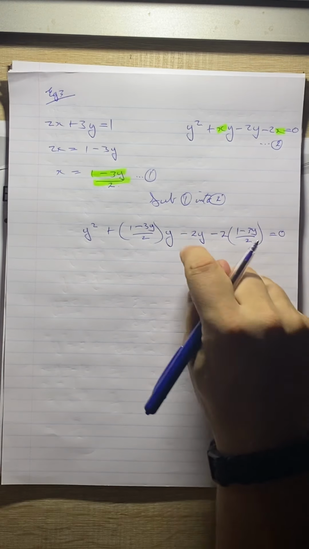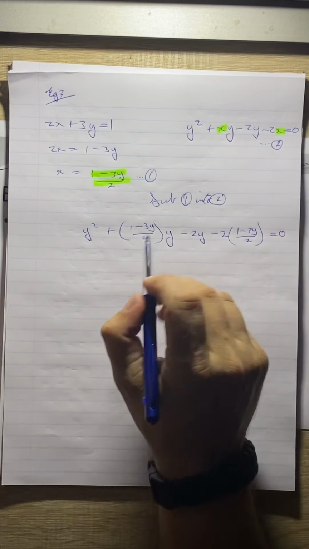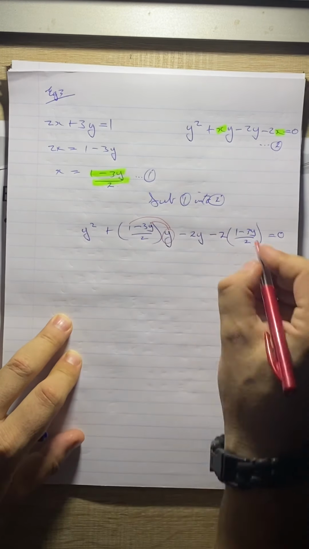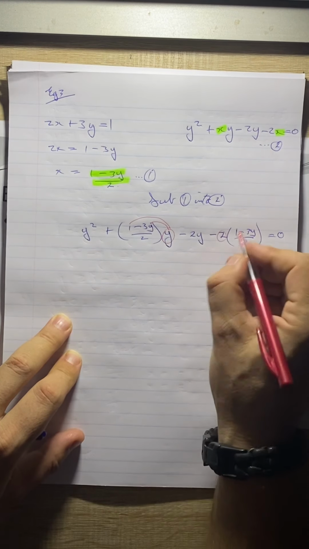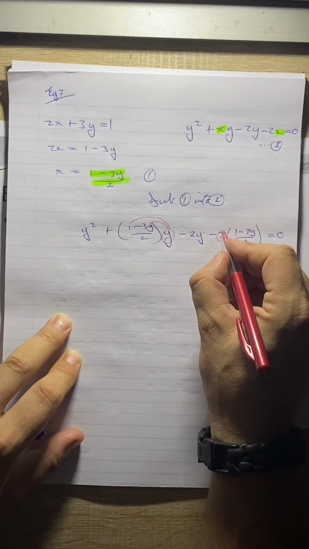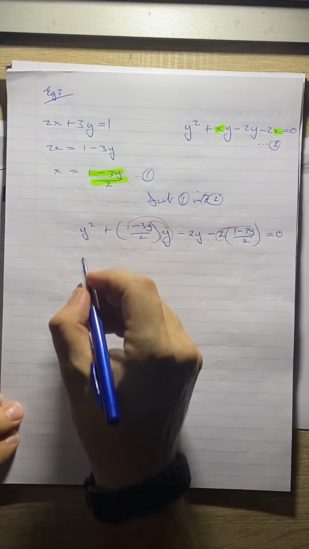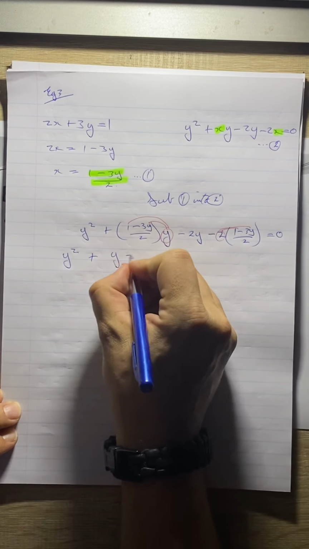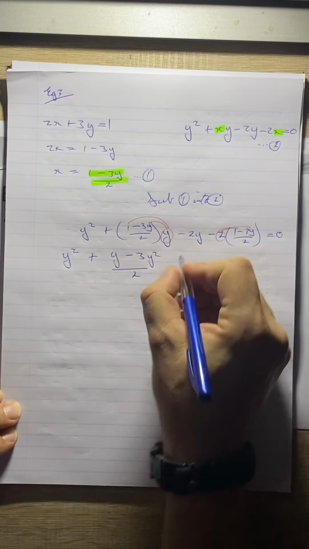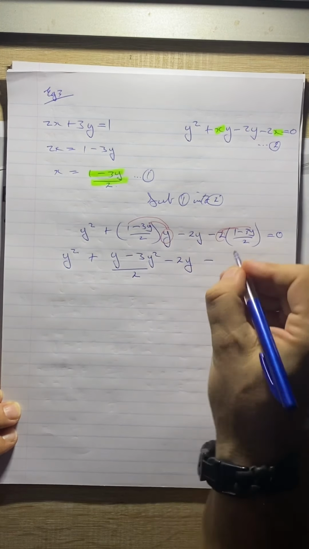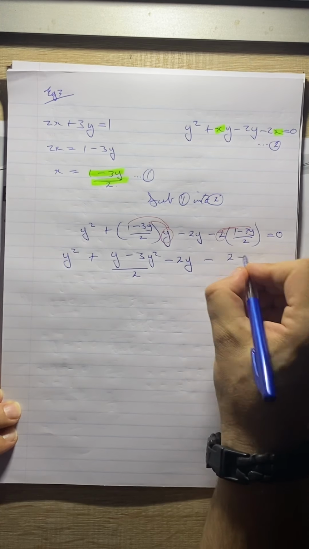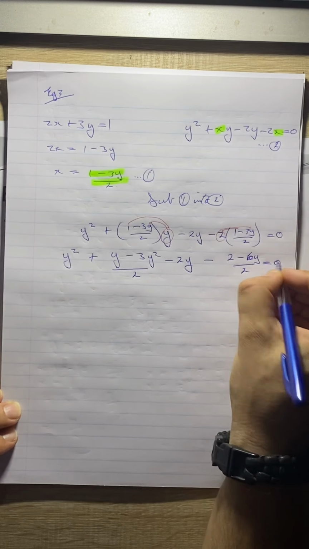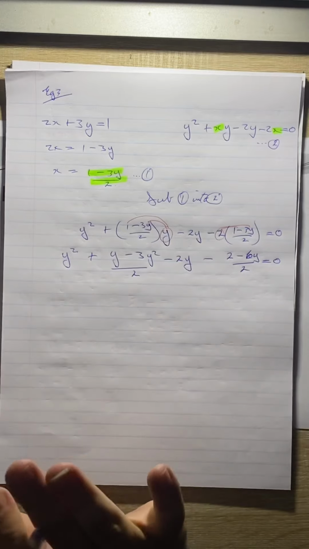Okay, so I'm just going to distribute and simplify here. So I'm just going to distribute this y into that and into that. Then likewise, I'm going to distribute this 2 into this one and this one. Okay, so we get here y squared plus y minus 3y squared all over 2 minus 2y minus 2 minus 6y all over 2 equals 0. Okay, grade 11s, now get rid of your denominator.